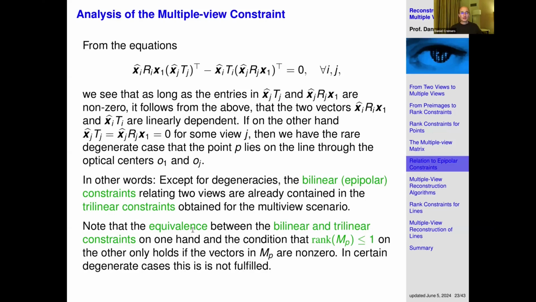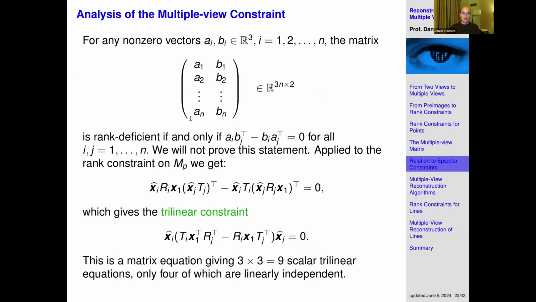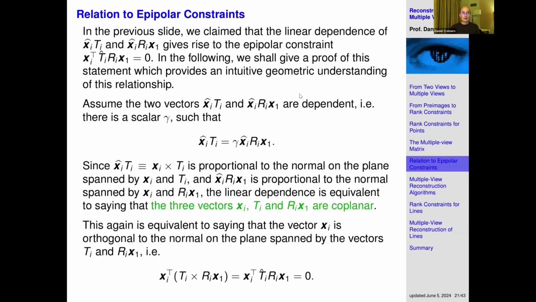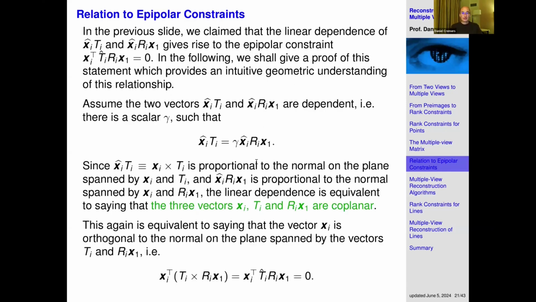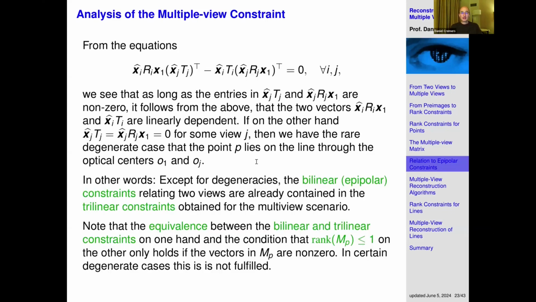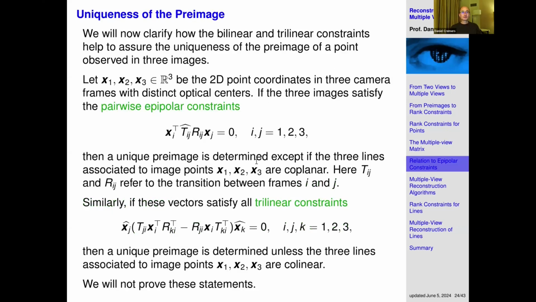One more observation is that the equivalence between the bilinear and trilinear constraint on one hand and the condition that rank of MP is bounded by 1 on the other only holds if these vectors in MP are non-zero. Here, these 2 column vectors that we have in this multi-view matrix MP, if they're non-zero. If they're both 0, this is a very rare degenerate case, then it doesn't entail these bilinear or trilinear constraints.